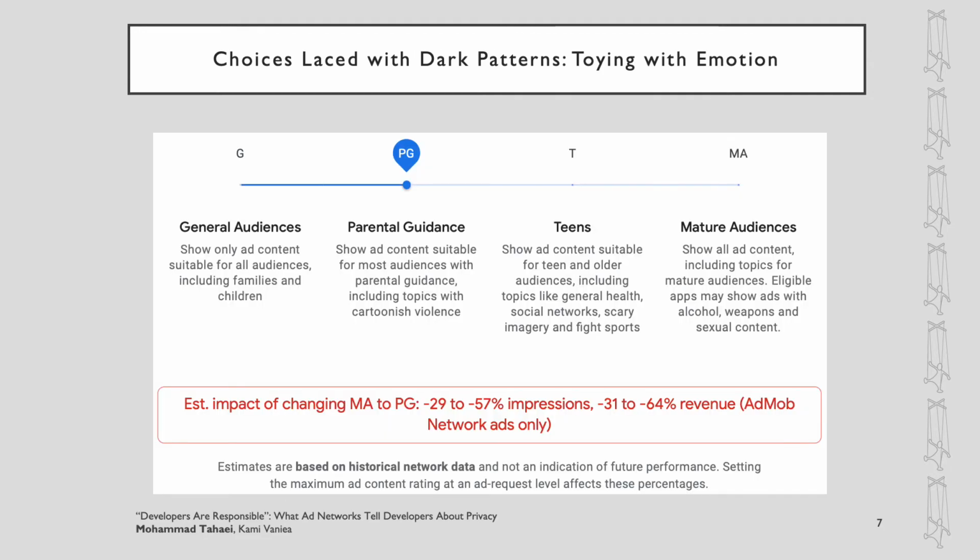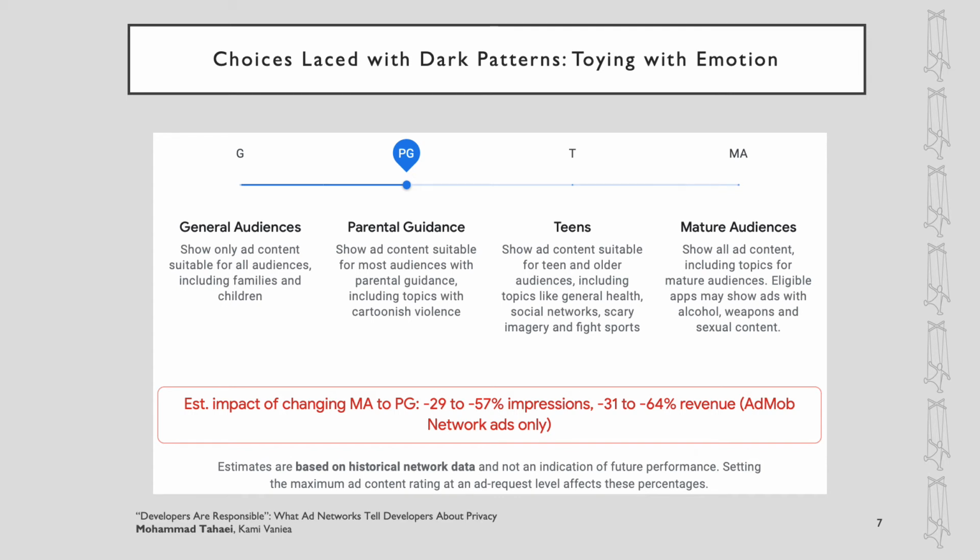This interface enables developers to turn down the level of ads content so that they can present appropriate ads to their users. For example, if a developer picks mature audiences, the ad network can show all types of ads, including topics related to alcohol, weapons, and sexual content. And of course, the default option here is set to mature audiences.